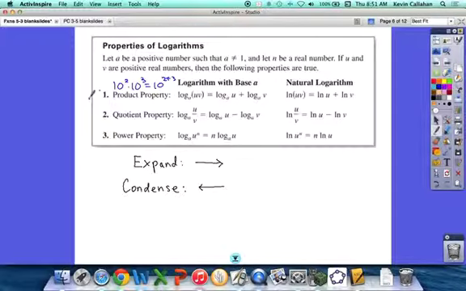Quotient property, right? If you're taking the logarithm of a quotient, u divided by v, that's the logarithm of u minus the logarithm of v. So we're changing a division into a subtraction. Quotient property.